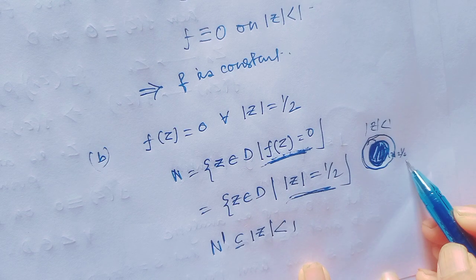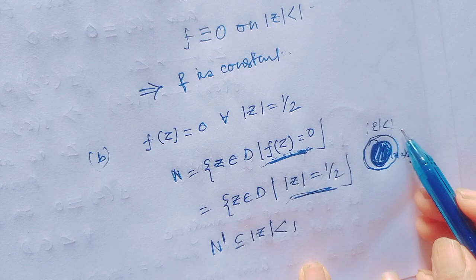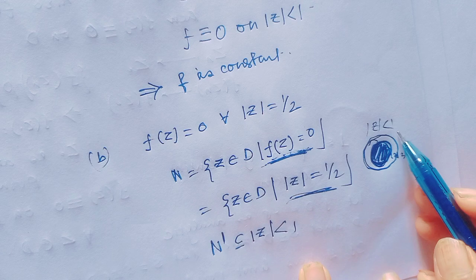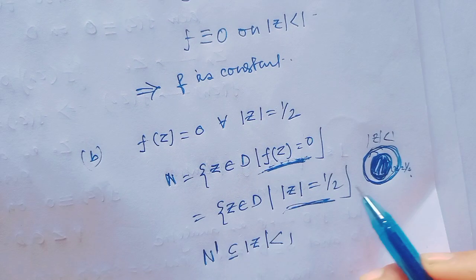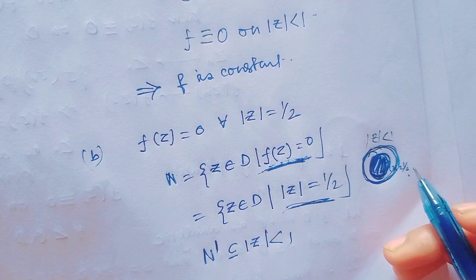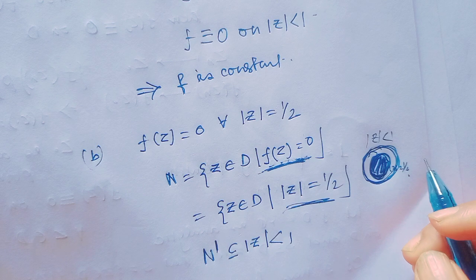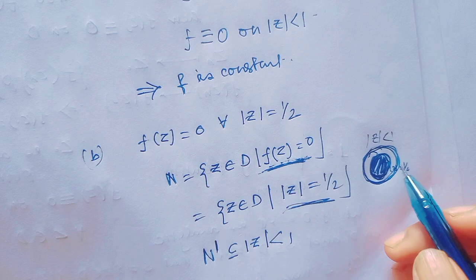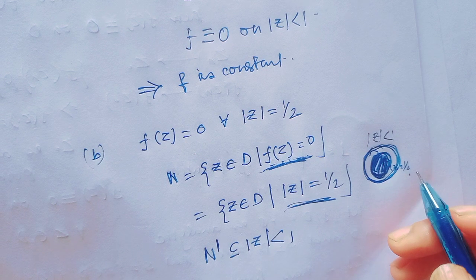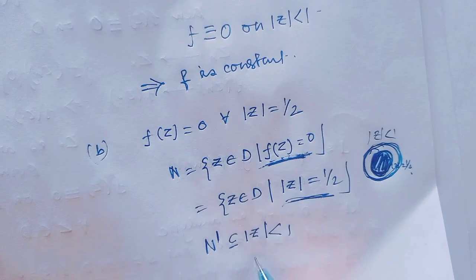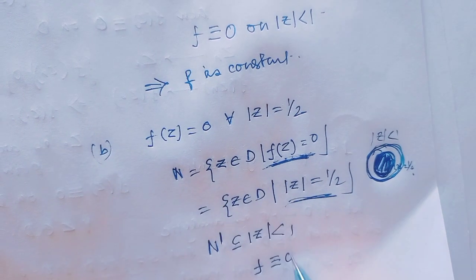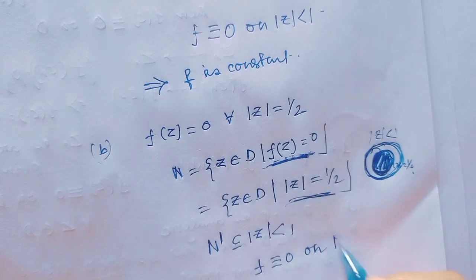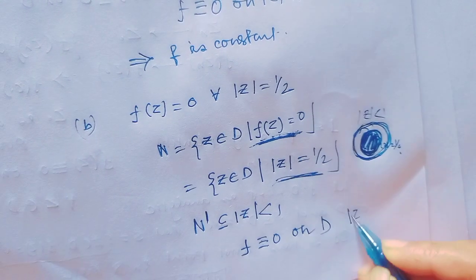So this is contained in mod z less than 1, since the limit point of the zero set is contained in the domain mod z less than 1. So by the identity theorem we can tell f is identically equal to 0 on D, where D equals mod z less than 1.